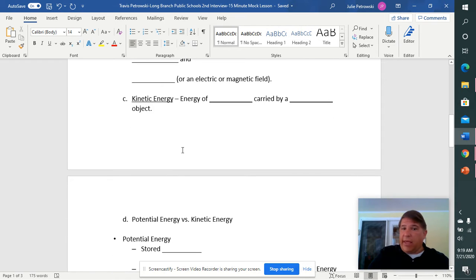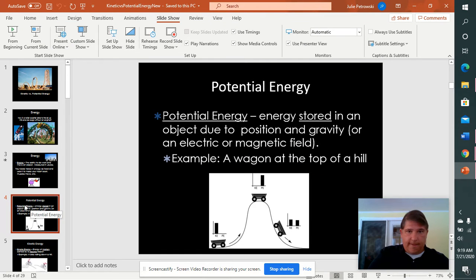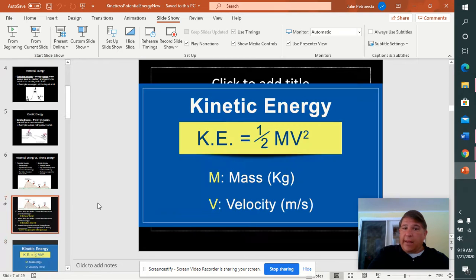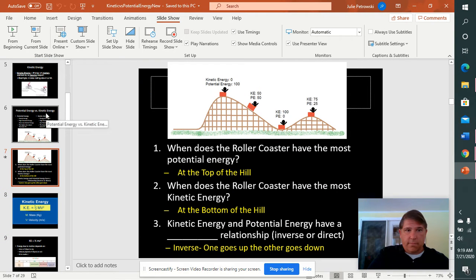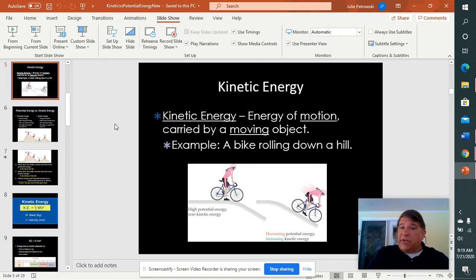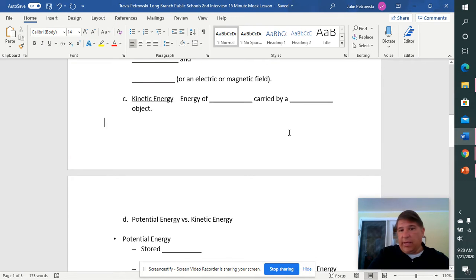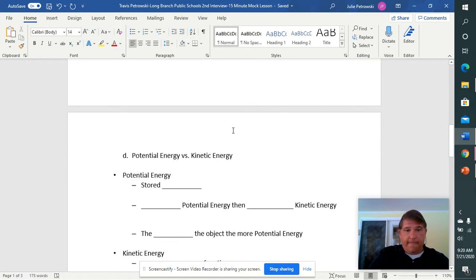Okay, third point, kinetic energy. Energy of blank carried by a blank object. Kinetic energy is the energy of motion carried by a moving object. When Bob is moving, there's kinetic energy. Let's please put in our notes: energy of motion carried by a moving object.